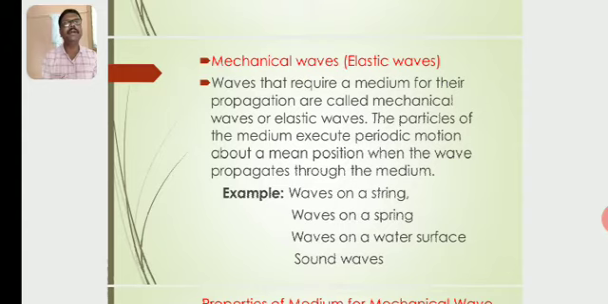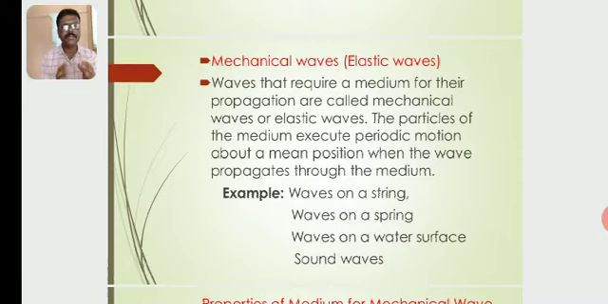Waves that require a medium for their propagation are called mechanical waves or elastic waves. The particles of the medium execute a periodic motion about a mean position when the wave propagates through the medium. So a mechanical wave requires a medium for its propagation and is known as an elastic wave. In the medium, the particles execute periodic oscillatory motion about their mean positions when the wave propagates through it.